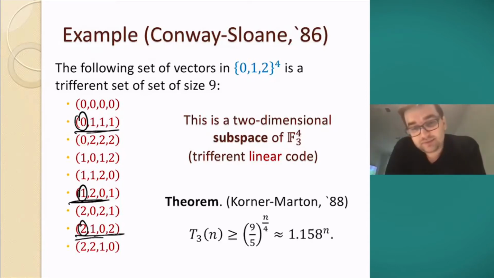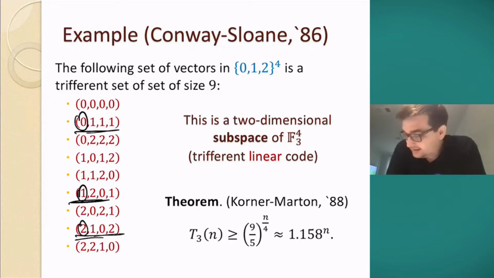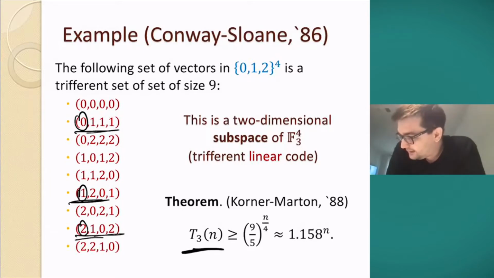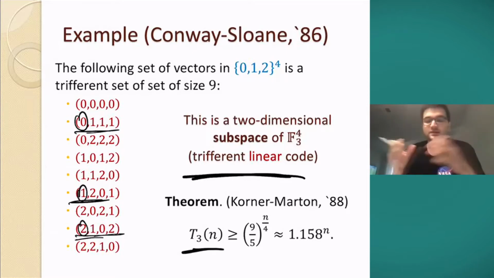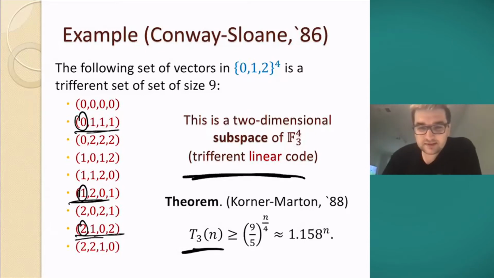One can do a bit better, and this is what Körner and Marton did in general. So the size of the largest Trifference set in this box, which I'll denote by T3 of n, turns out to be at least this quantity, 1.158 to the n, and it actually also uses some probabilistic deletion. However, it's less naive and makes use of this example of Conway and Sloane in some base case. So it's some kind of marriage between a probabilistic construction and a product construction. That's a bit more typical. Okay, so this is the state of the art for lower bounds.